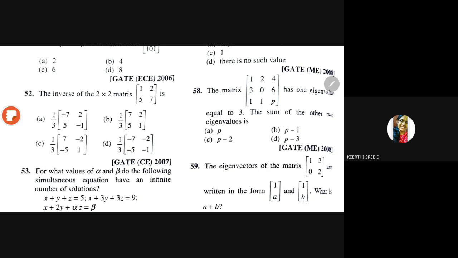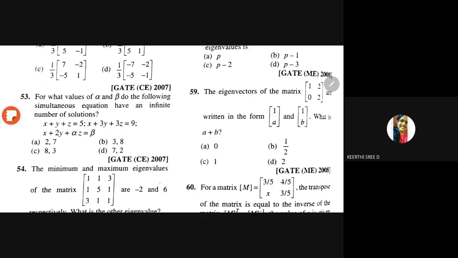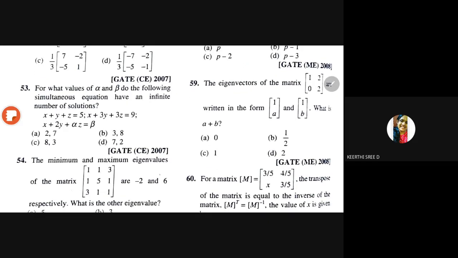Then eigenvectors of the matrix are written in the form. What is a plus b? Oh, good. So again, can anyone please participate in this one? 59th question answer. What is answer for 59th question? How will you do that?